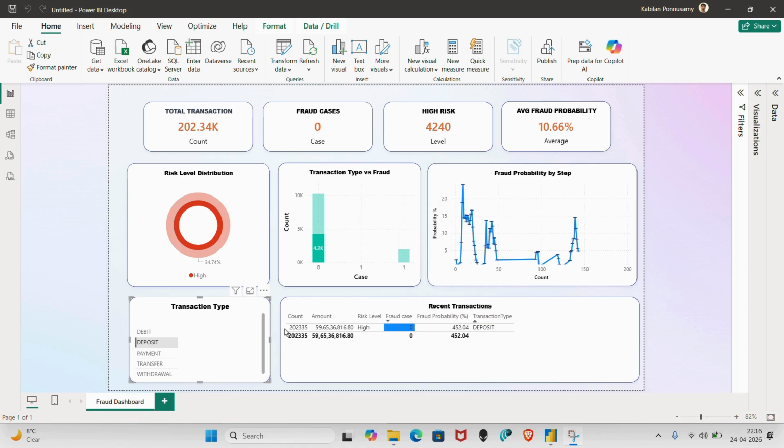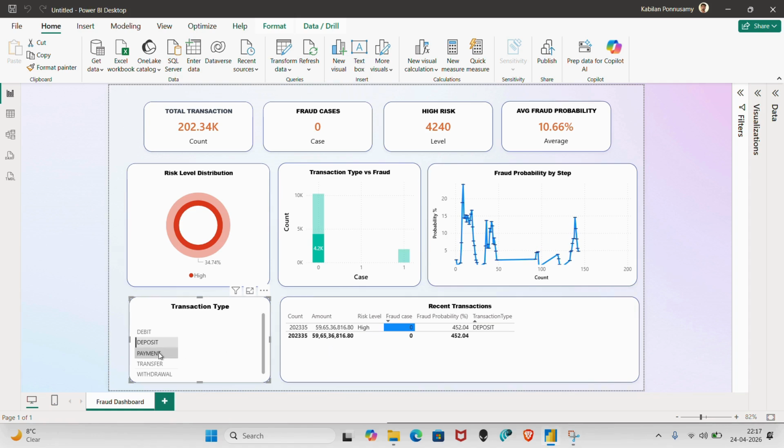In the recent transaction table, we see the count of 202,335, and the amount is more than 59 something, and the fraud probability is 452.04%. So this is an extremely high probability score, which indicates that the model flags many deposit transactions as suspicious. Overall, deposit transactions show high risk but 0 confirmed fraud, which means they require closer monitoring.